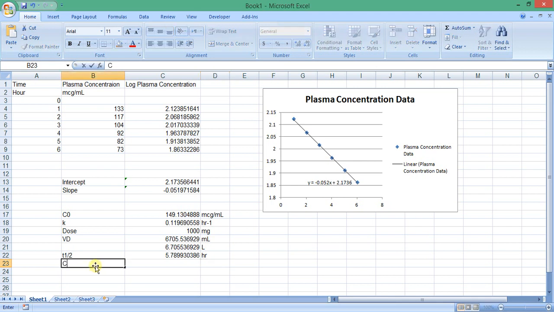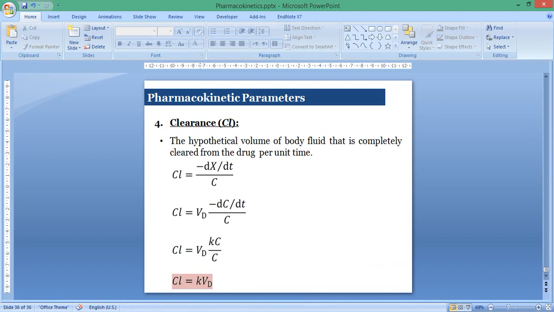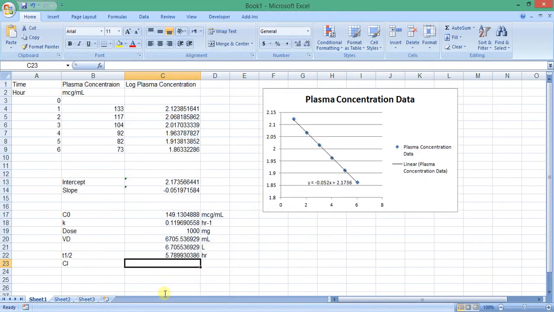Then we calculate clearance. Clearance equals the elimination rate constant multiplied by the apparent volume of distribution. So insert equation equals the elimination rate constant, the cell C18, multiplied by the apparent volume of distribution, and I would prefer to use the value in liters. This is the clearance. The clearance has the unit of volume, here the volume in liters, divided by time.